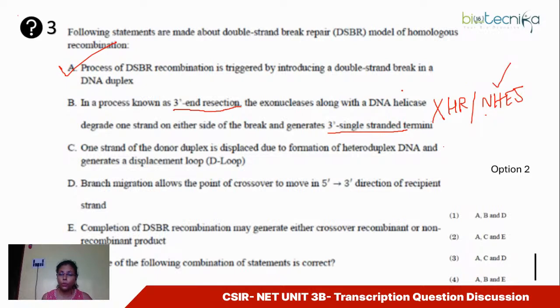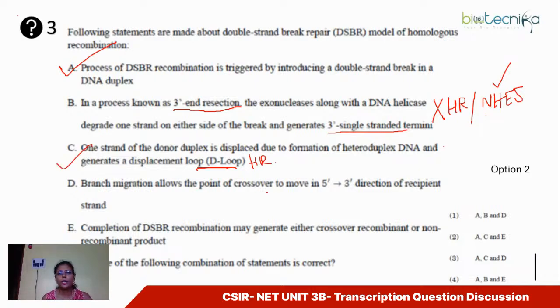That is why I told you, revise and recall both homologous recombination and non-homologous end joining, because this 3' resection is dealing with your non-homologous end joining. Now, one strand of the donor duplex is displaced due to the formation of heteroduplex and generates a displacement loop. This is definitely homologous recombination, so this is correct.